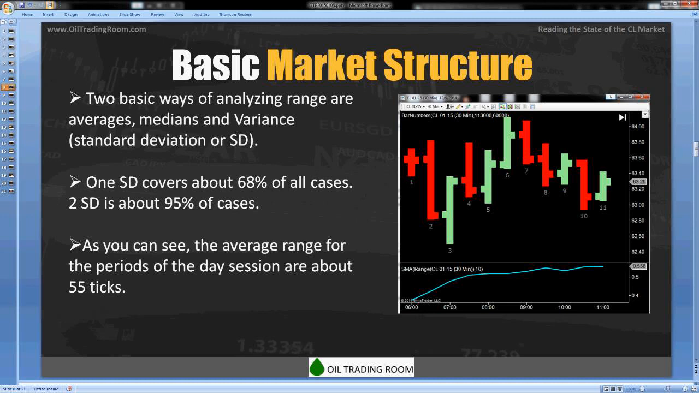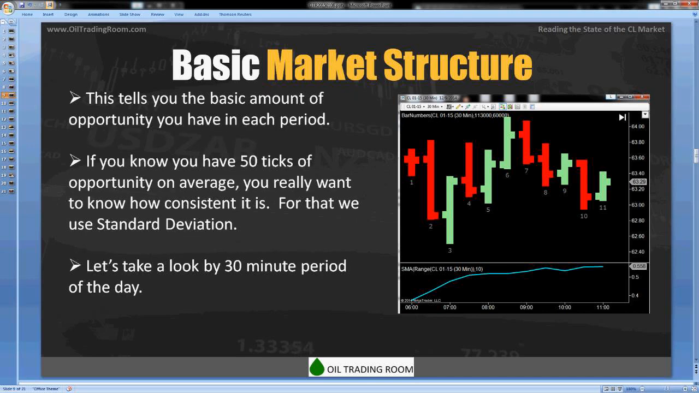And so you can see the average range for the day session if you look at that range indicator over on the right-hand margin at the end of the day. It's about 56 ticks there, the final register for that particular day. This happens to be for December 9th. We'll also take a closer look at the ranges for today in a few minutes. So this tells you the basic amount of opportunity that you have in each period. The average is 56 ticks.